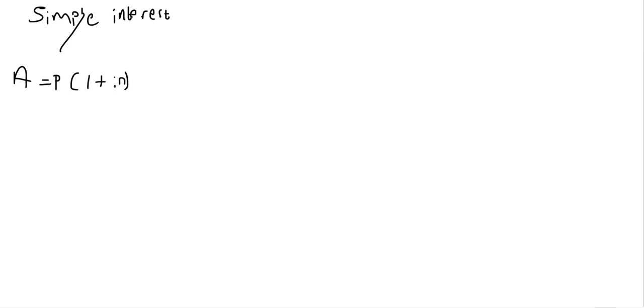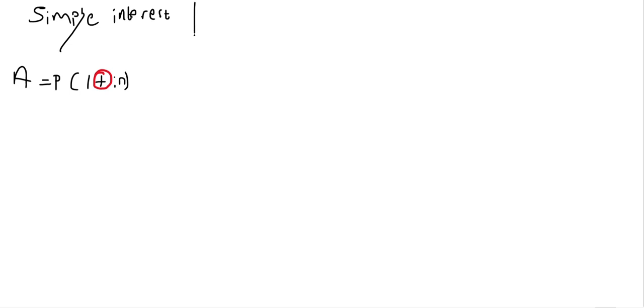In the previous lesson, we spoke about simple interest. So we spoke about what exactly simple interest was. The formula says that A is equal to P multiplied by 1 plus I multiplied by N. Because of this positive sign, it means we are dealing with an increase. When we invest money, we expect the money to grow.